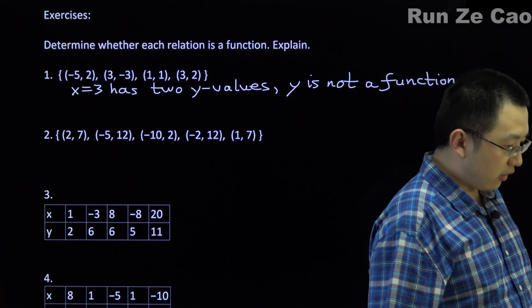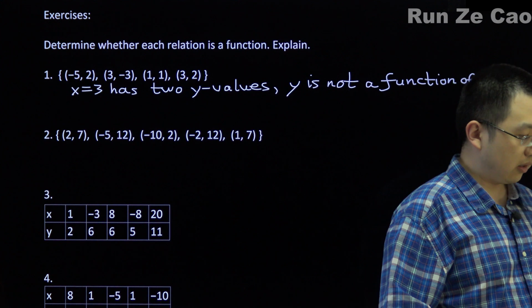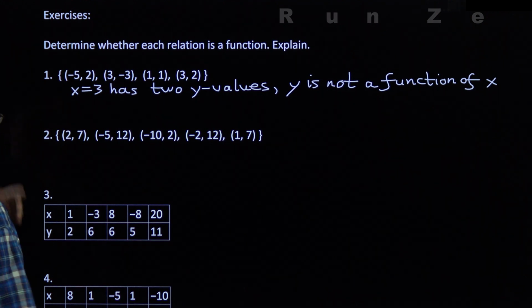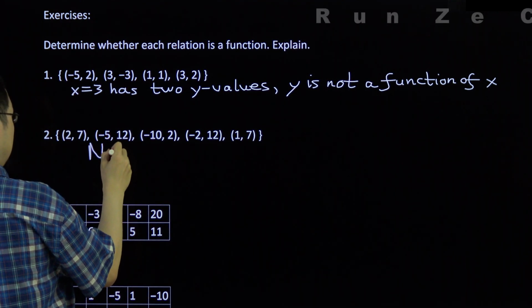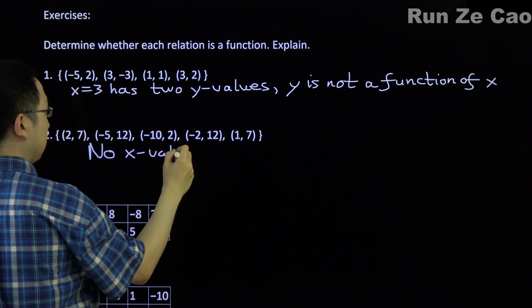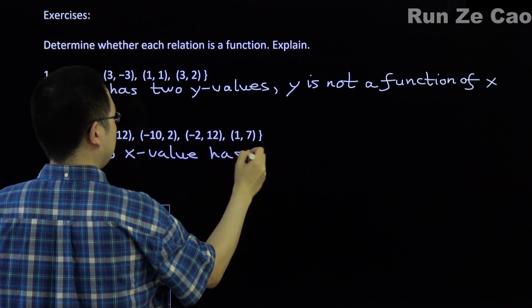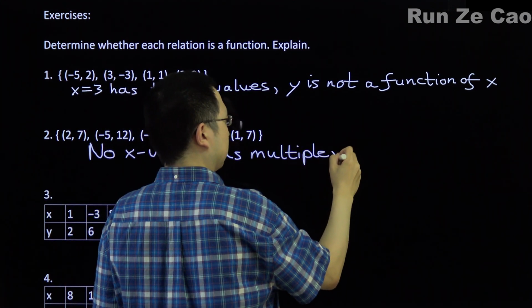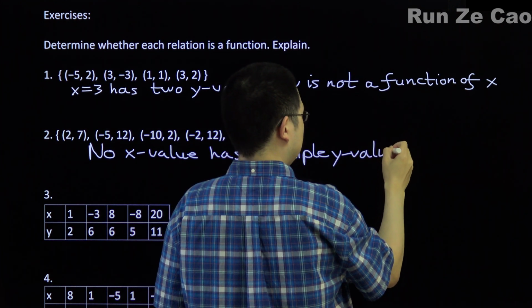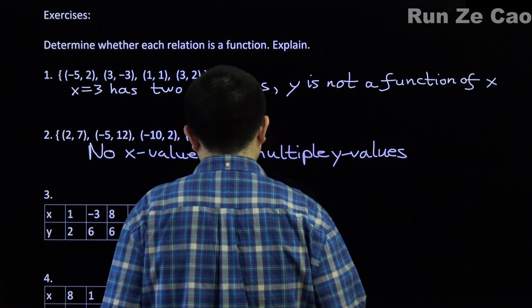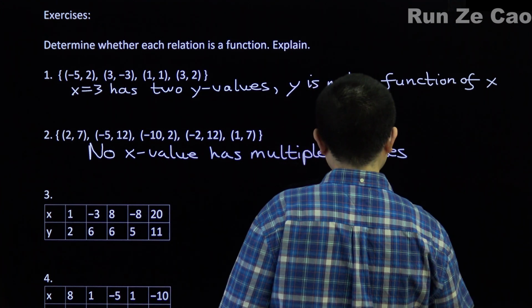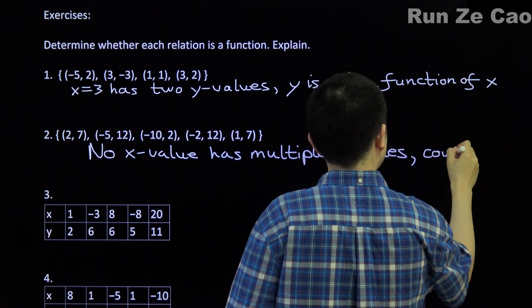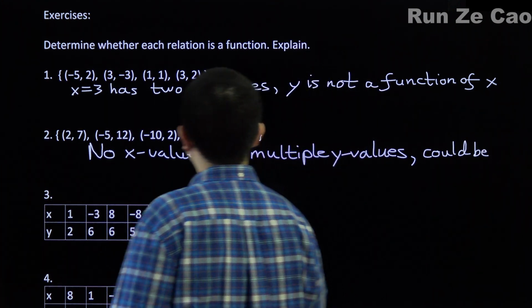2, 7, negative 5, 12, negative 10, 2, negative 2, 12, and 1, 7. Well, we see that the x values do not repeat, so no x value has multiple y values. Thus, the result could be a function of x.